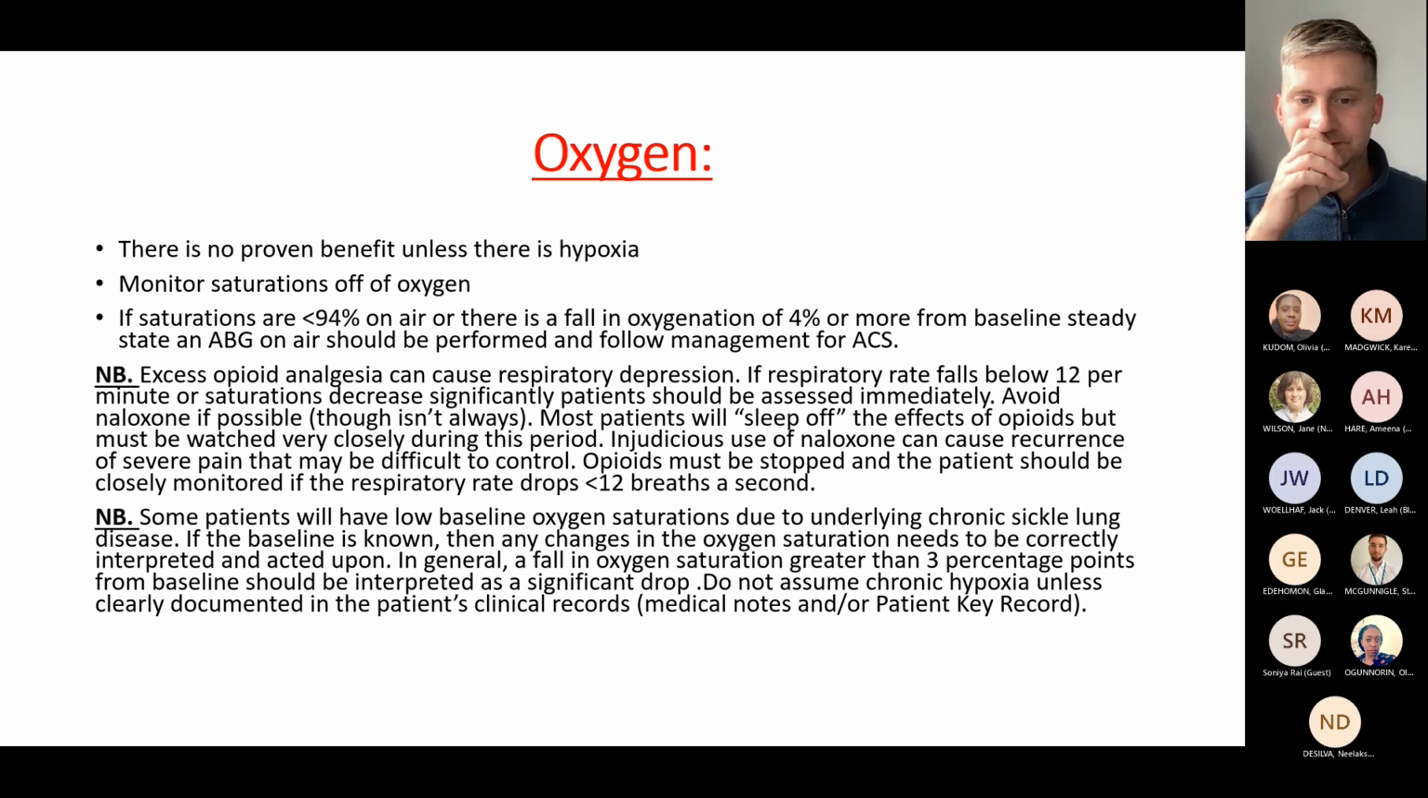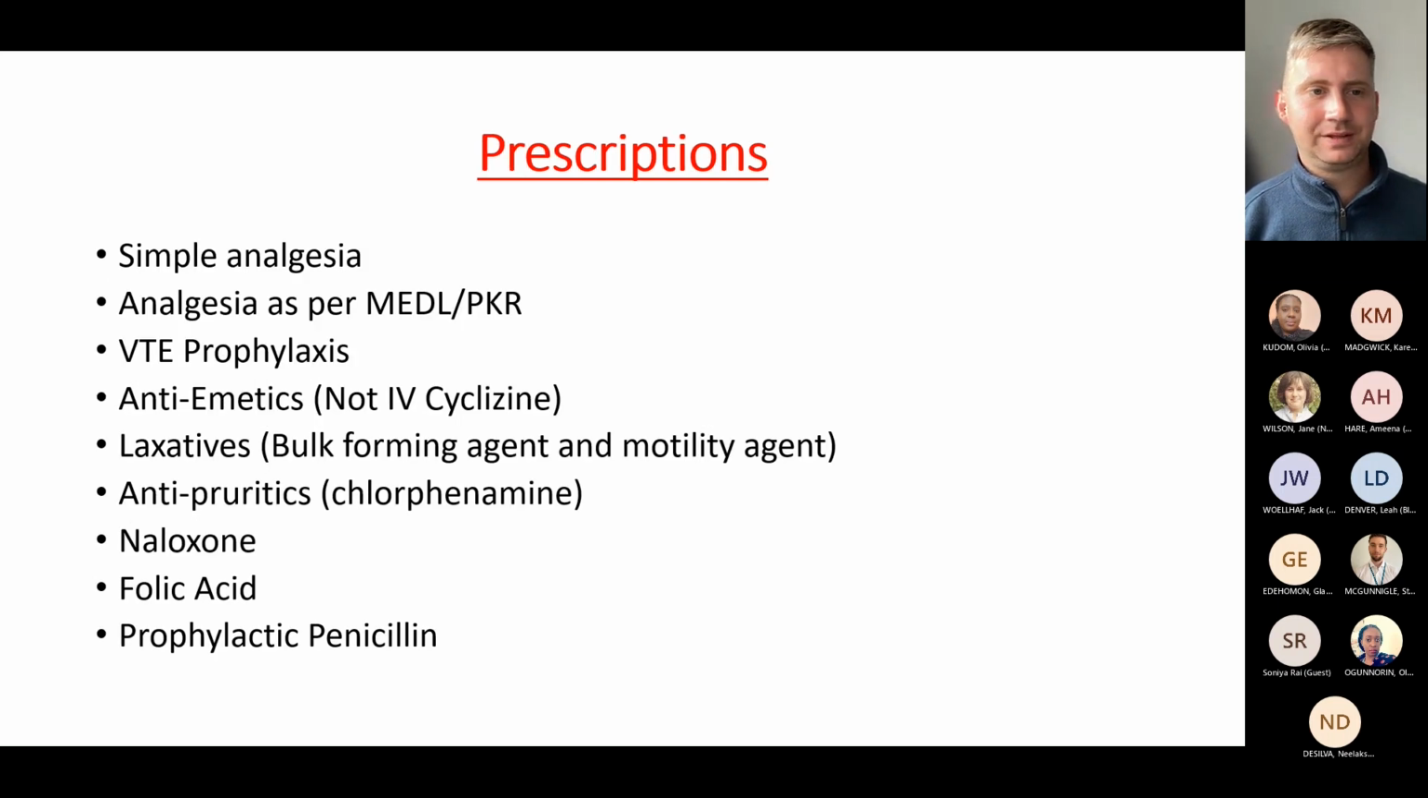And some of our patients might develop chronic sickling lung disease, so the oxygen saturations may be lower. So I have some patients who are saturating at 90, 91%, and that's normal for them. So that needs to be clearly documented in all the plans. So prescriptions: they should have simple analgesics prescribed and analgesia as per the PKI and needle.